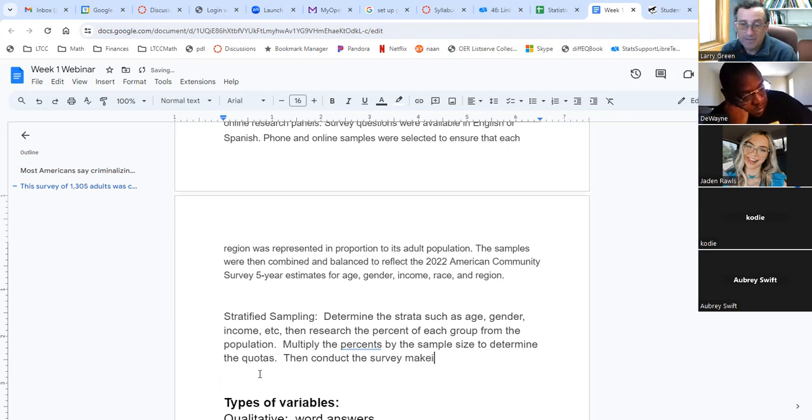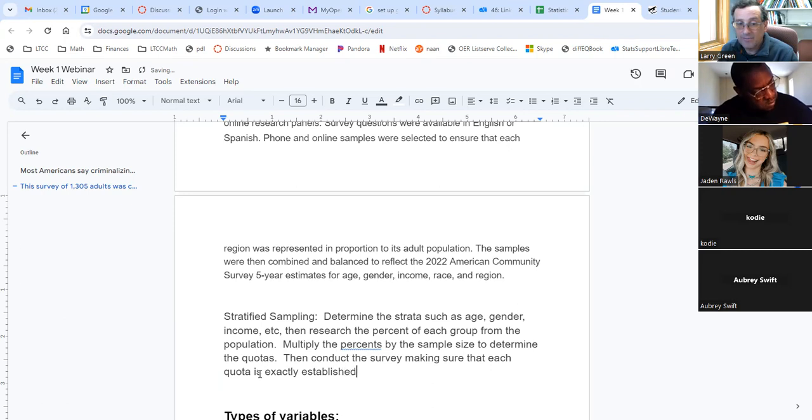Making sure that each quota is exactly established. You keep surveying until you've gotten that number of each group. Don't survey any more than that number or any fewer than that number. And that's your survey. Then you put it all in one column of data and you find the statistics. Any questions on stratified sampling? It's the most important and most common of all. There's actually one other that's common that's not good, and I'll talk about that in a little bit.